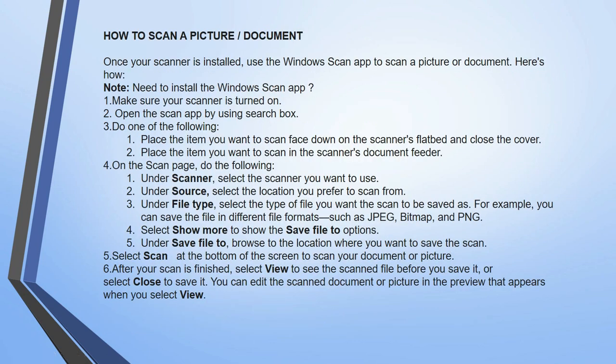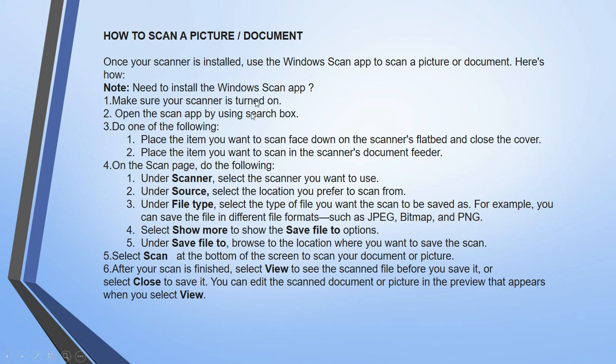Now after installing the scanner, the next question arises: how to scan a picture or document by using the scanner. So once your scanner is installed, use the Windows Scan app to scan a picture or document. Okay, so here is the procedure. It means you have one scanner app, and that app is installed by running the driver disk.